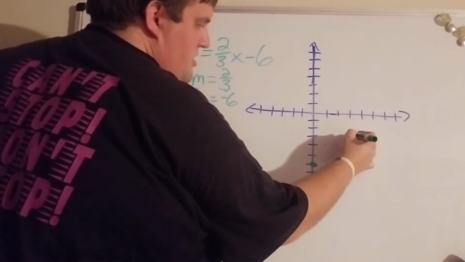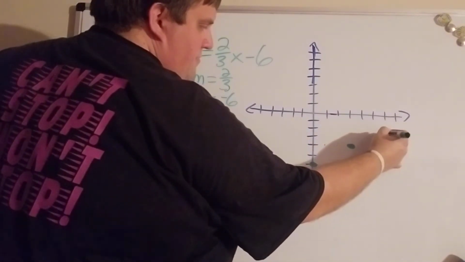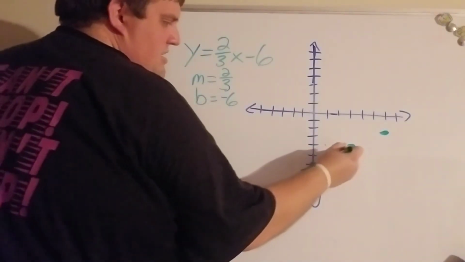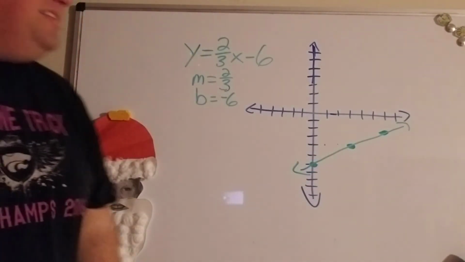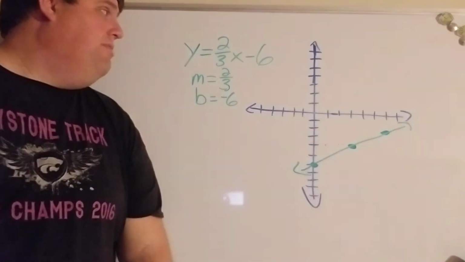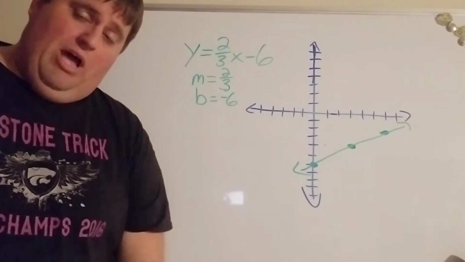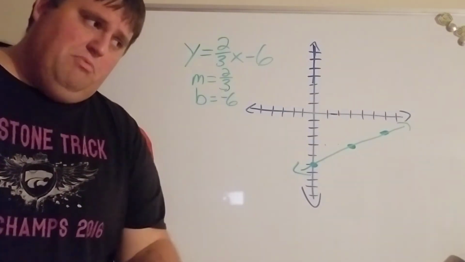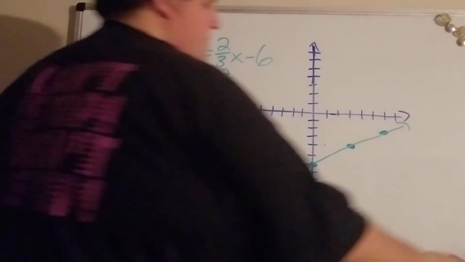Rise 1, 2. Run 1, 2, 3. And once I have at least 3 points on there, I can connect them, make this nice solid line. And that is what the line y equals 2/3 x minus 6 is going to look like. So I always start at the y-intercept, and then I always move my slope from that first point. Let's do another one.